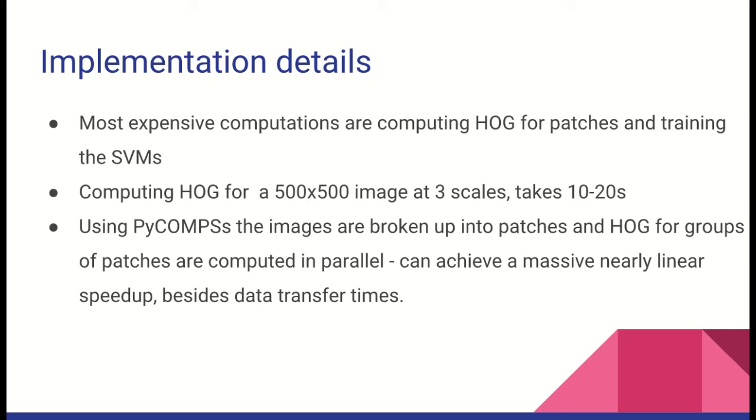It takes about 10 to 20 seconds to compute HOG for a 500 by 500 image at 3 different scales and a sliding window. We can really speed this up using PyCOMPSs, so we process the images in batches.